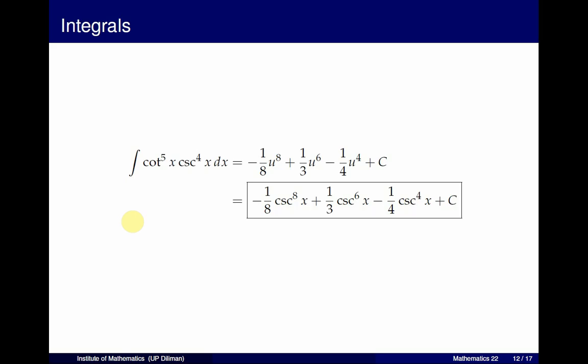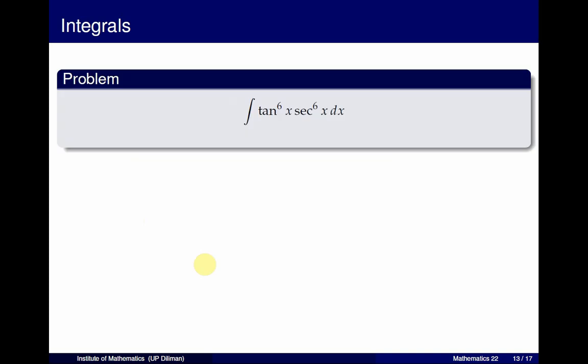Okay, let's pause a bit before going to the next problem. Integral of tangent to the 6th of x secant to the 6th of x dx. Now notice that this is the case where you have an even power of tangent and an even power of secant. So according to the lecture video, what should we do?